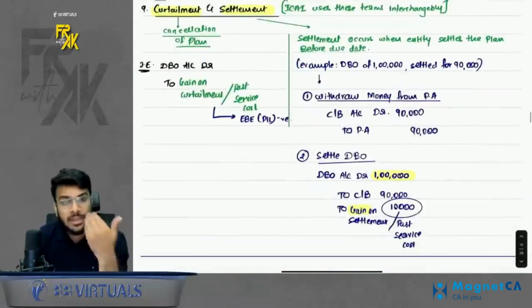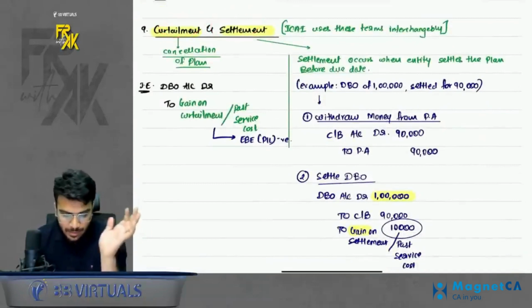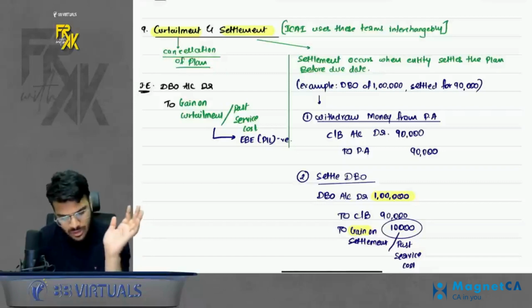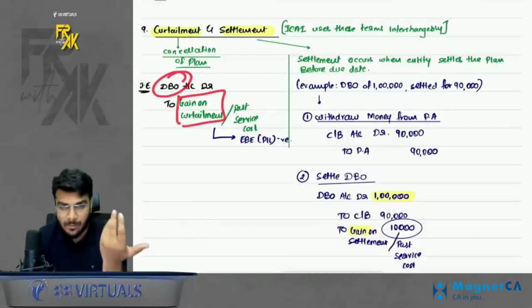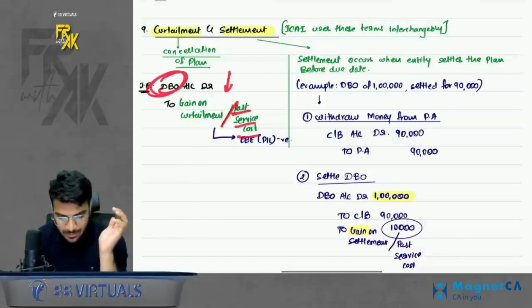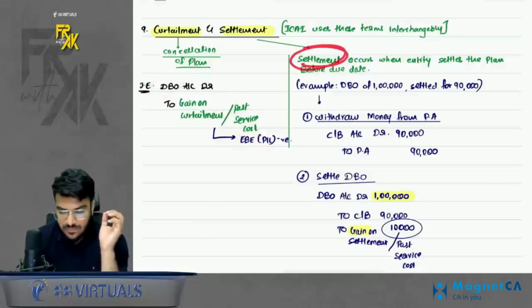Okay. The next point, curtailment and settlement. What is the meaning of this? Ideally, curtailment means cancellation of a plan. That means you cancelled a specific plan. So the liability is over. So just reverse the liability and book the gain on curtailment, or you can also use past service cost. For this, liability will reduce and this past service cost will go in employee benefit expense, profit and loss account.